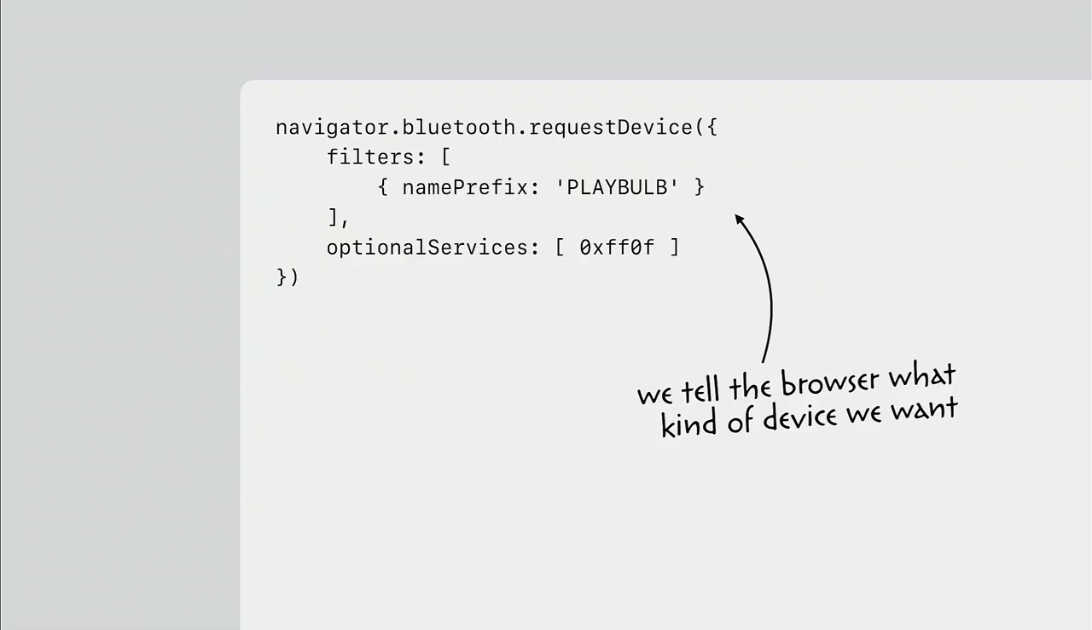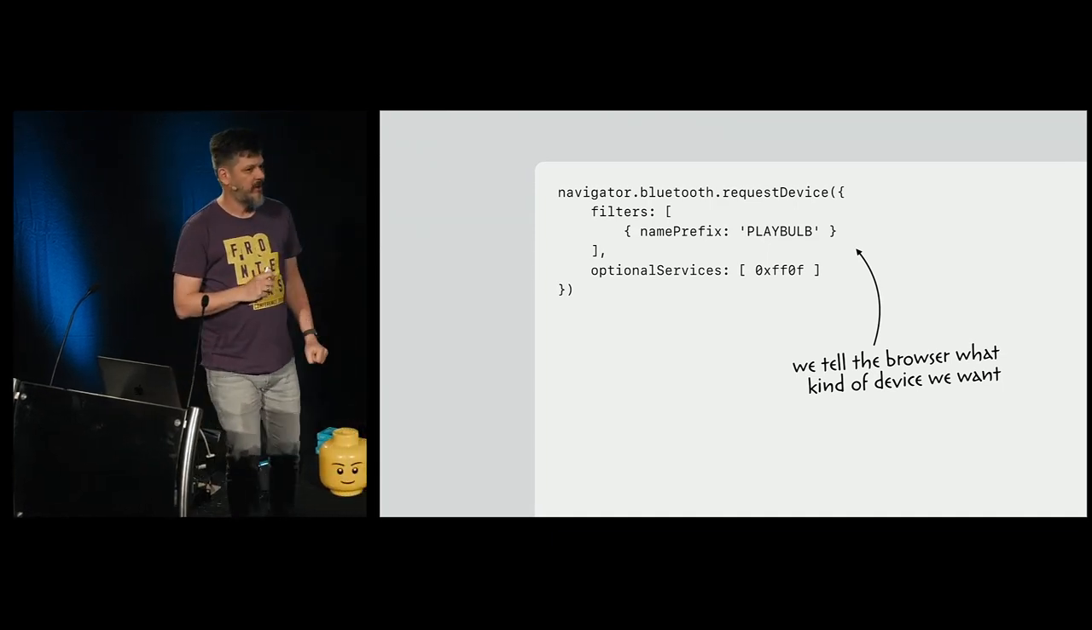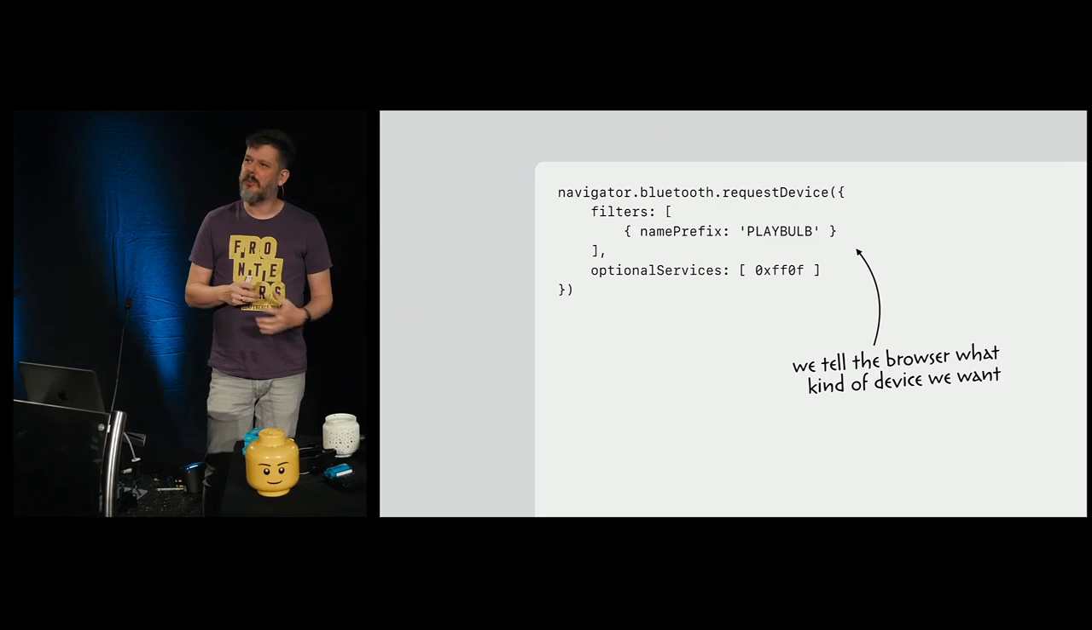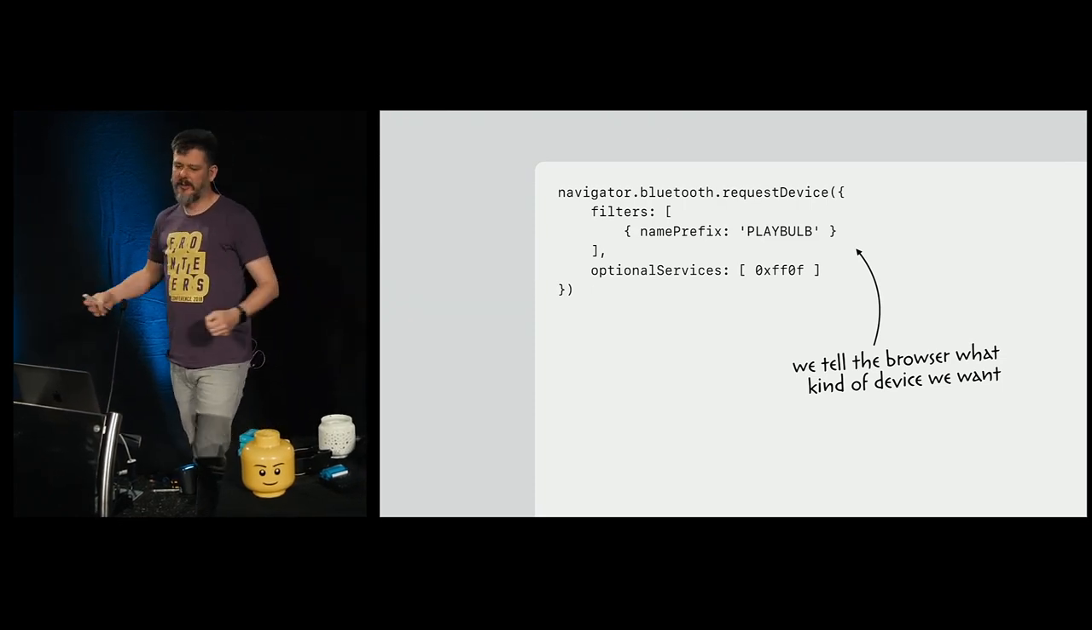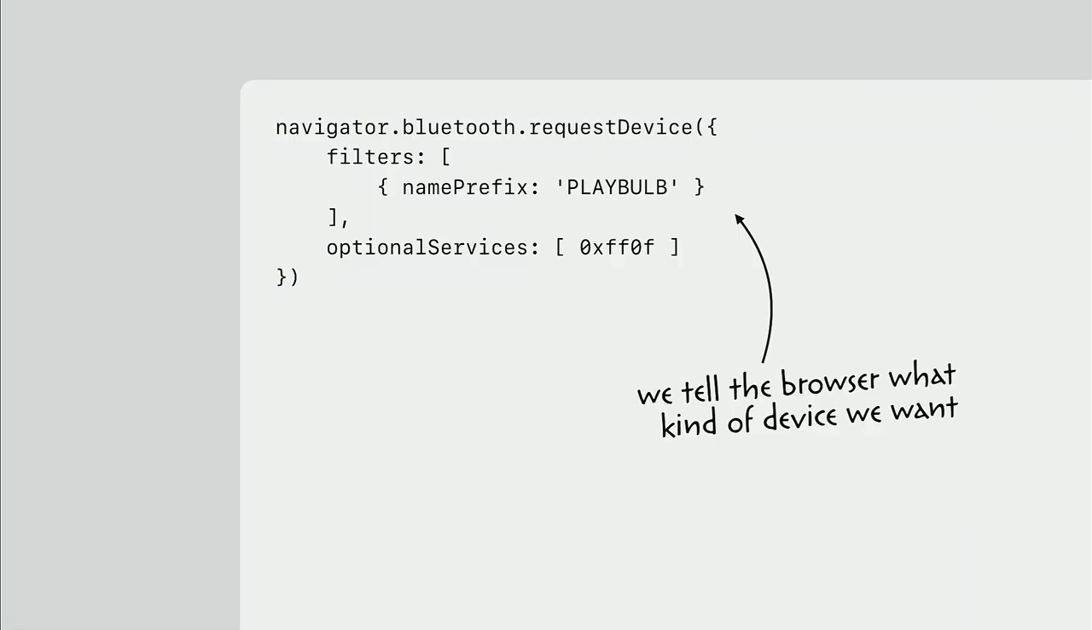navigator.bluetooth.requestDevice, similar to what Sebastian explained with WebUSB. And we provide a couple of filters to make sure we can connect to the right device, because we don't want to list all of the Bluetooth devices. There are way too many. And we specify which services we're going to use.